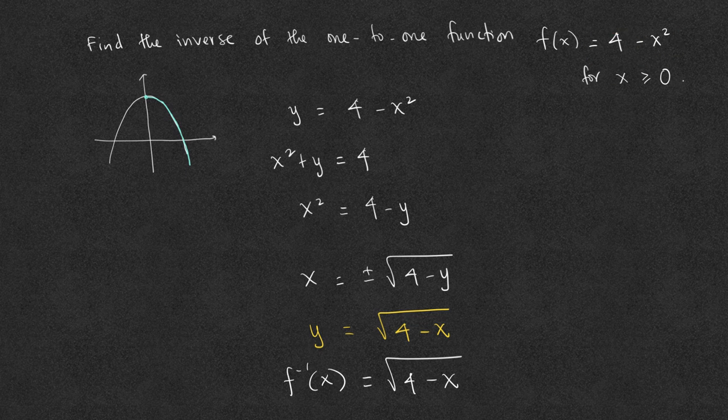It is worth pointing out that if the restricted domain were x less than or equal to 0, or the left part of this graph, then the inverse would have been f inverse of x equals negative the square root of 4 minus x instead of the positive, because we want x to be negative if, again, this restricted domain was x less than or equal to 0. But in this case, the restricted domain is that x has to be 0 or positive. That is why we choose the positive square root of 4 minus x instead of the minus.